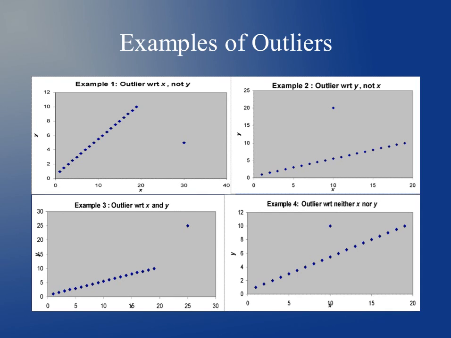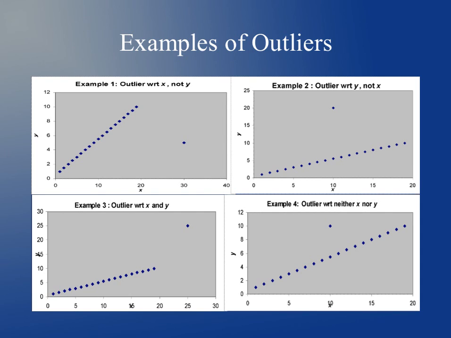In example 2, we have an outlier with respect to y. We can see that it is much greater than the range of the other data. So it's about 20 when the other ones are between 0 and 10. But the x value isn't an outlier. We look at the other x's that were collected, it's between 0 and 20, and this value is 10. Just another example of an outlier.